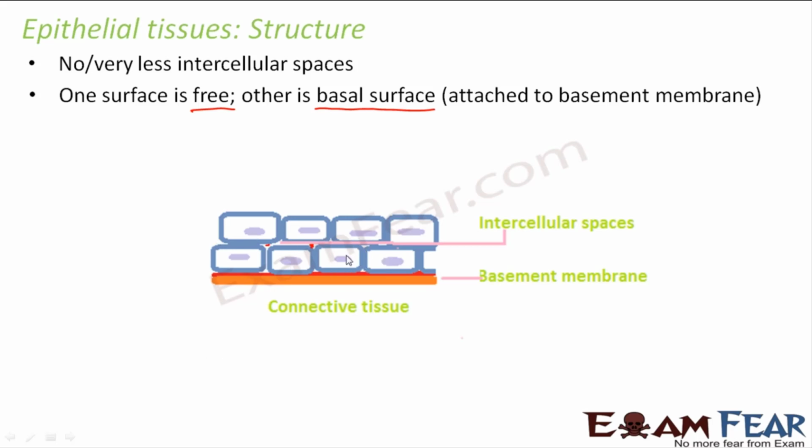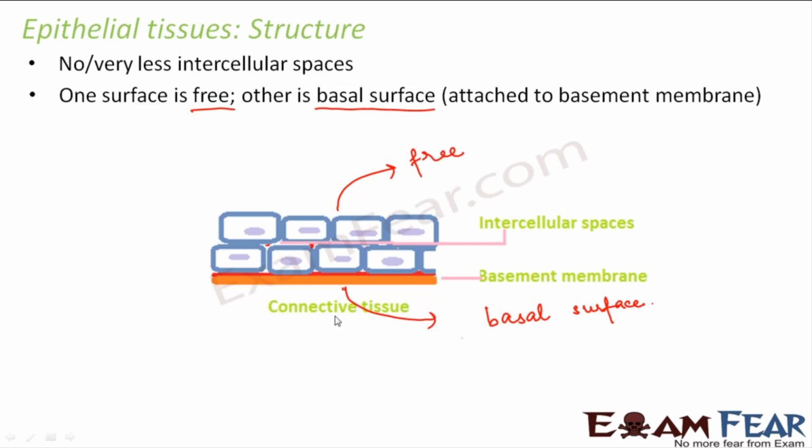Now the epithelial tissue has two surfaces. One is the free surface. So this is the free surface. The other surface is attached to the basement membrane. So this surface of the epithelial tissue is attached to the basement membrane. So this is known as the basal surface. Right? What is this connective tissue?